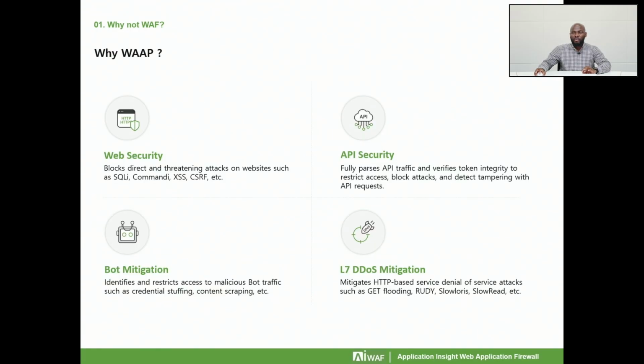For adequate web security, the industry is moving towards the WAAP due to these 4 main categories or modules. The WAF only takes care of web security. However, it is imperative to have an integrated system that takes care of API security, bot mitigation, and DDoS mitigation also.